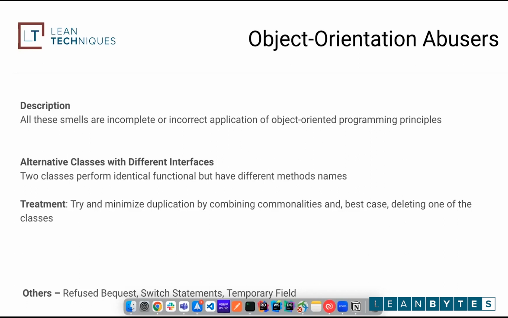So how do you resolve this one? You try and minimize the duplication by combining the commonalities. You'll identify the old class, you'll identify the new one, and find ways that you can put it together. And sometimes you could even delete one of the classes, which is really cool. Sometimes you can throw an interface on top of it and you can have those 2 classes, but you could simplify things much differently. Other types of object orientation abusers that you can identify: refused bequest, switch statements, or temporary field.